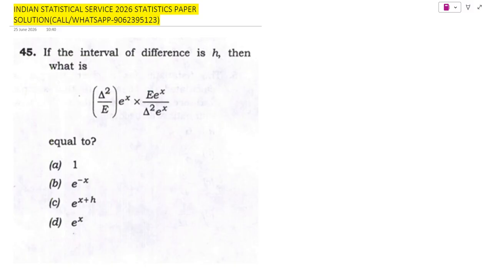Okay. So the question says, if the interval of the difference is h, then what is (delta square by E to the power x) into (E to the power x by delta square E to the power x) equal to? And there are four options. Option A says 1, B says e to the power minus x, C says e to the power x plus h, and D says e to the power x.